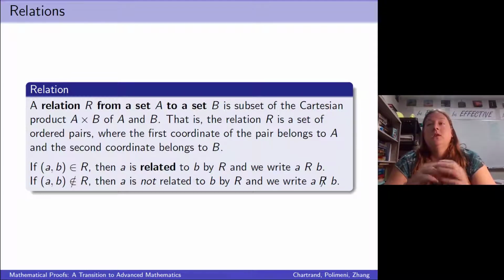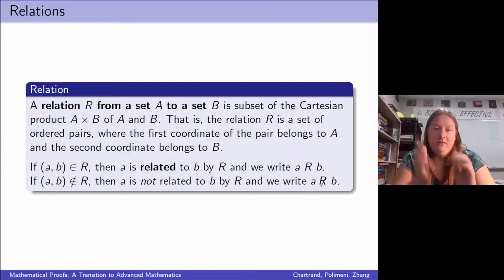So similarly, we can say a and b are not related if they're not in this subset of ordered pairs from our Cartesian product. So we write that with a and then R with our handy not slash through it, b.